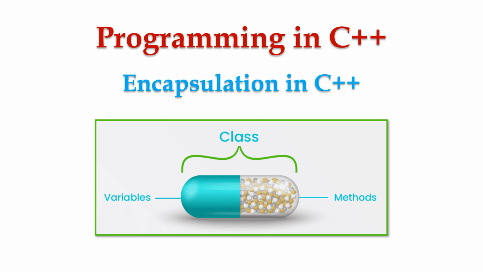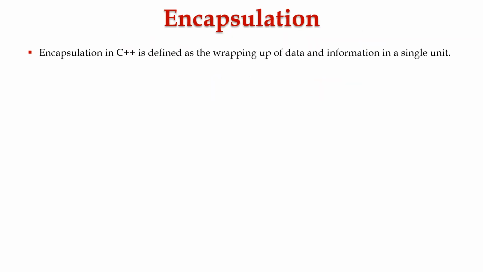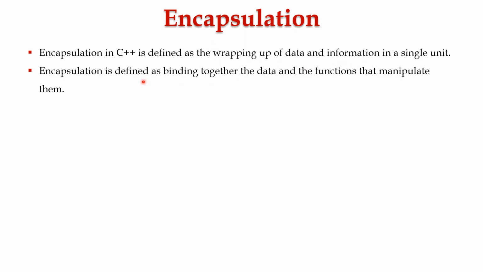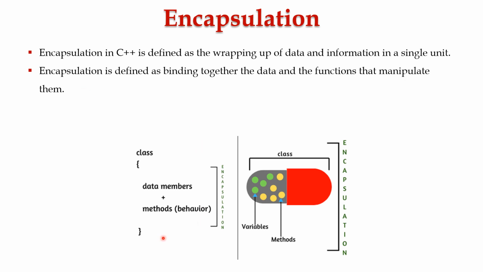In this session, let's learn about encapsulation. Encapsulation is nothing but wrapping up of data and information in a single unit. Encapsulation is defined as binding together the data and the functions that manipulate them. So the picture depicts the class, where the class consists of data members and methods. So wrapping up of variables and methods into a single unit, which is called a class, is called encapsulation. So the picture depicts the encapsulation.